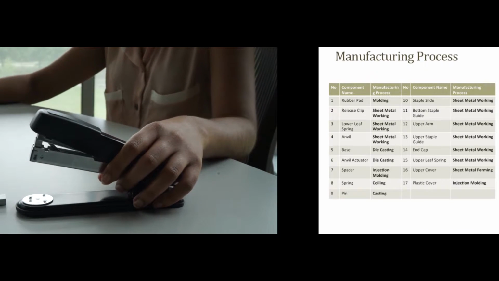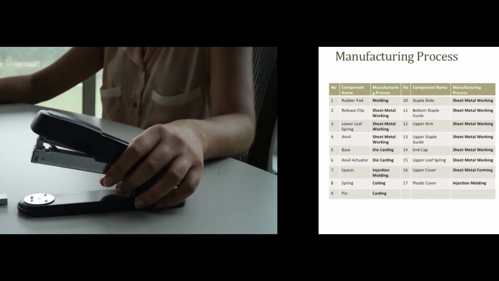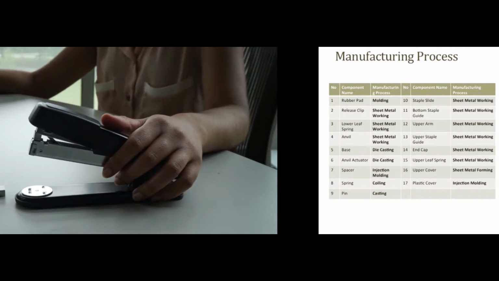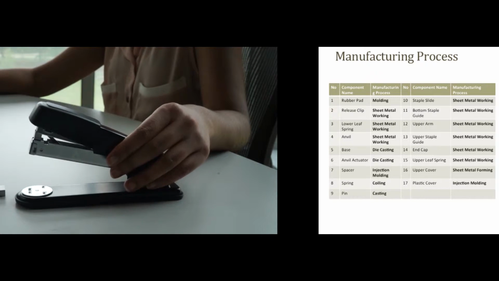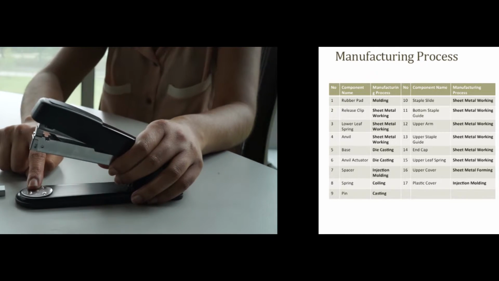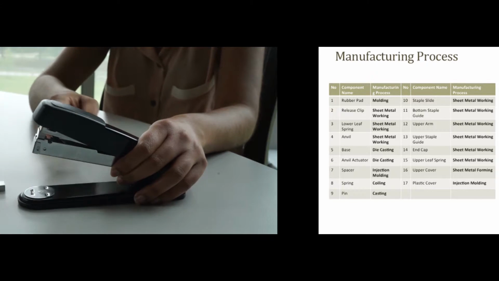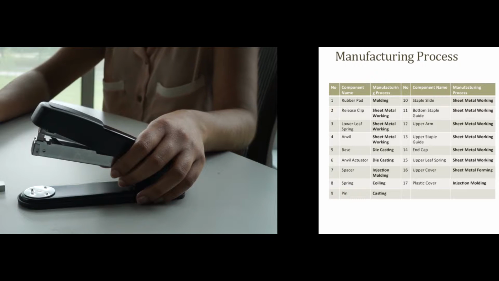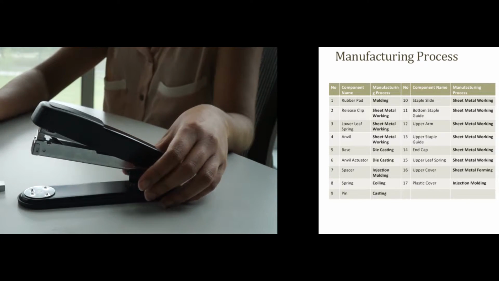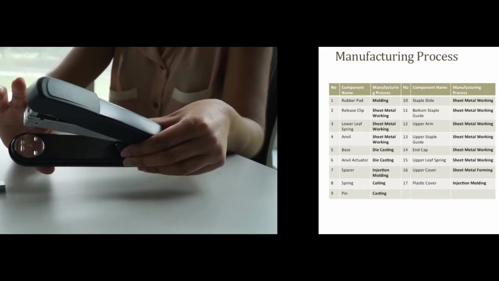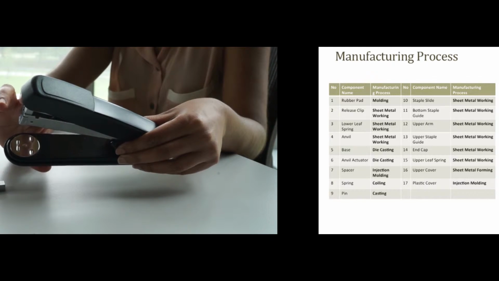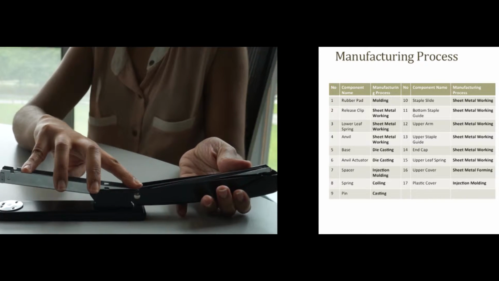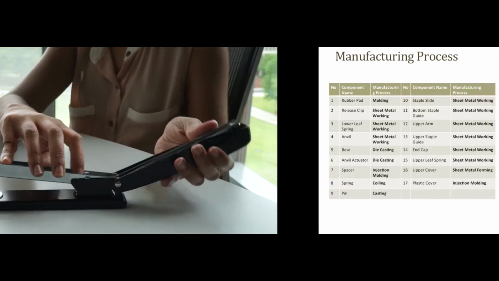The manufacturing processes that were used for the production of the stapler were molding, sheet metal working, die casting, etc. Parts that were mostly made from metals, such as the anvil and the staple guides, were manufactured using sheet metal working. Plastic parts were manufactured using molding; for example, the plastic cover was produced through injection molding. Due to the shape of the spring, coiling was used for its production.